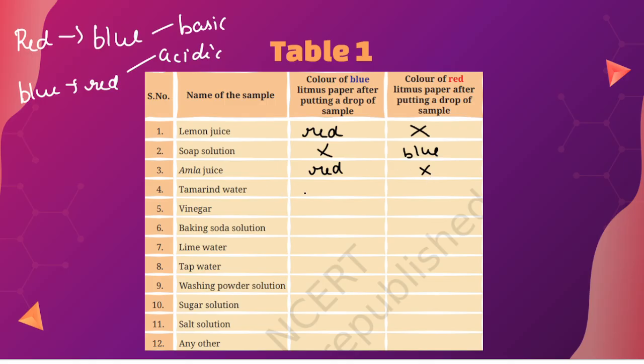Tamarind water is, I guess, acidic in nature, so it will turn blue litmus to red and red litmus will show no color change. Vinegar is again acidic, it will turn blue litmus to red and the red litmus will show no color change. Baking soda solution, no color change to blue litmus, but on red litmus there will be a color change from red to blue.